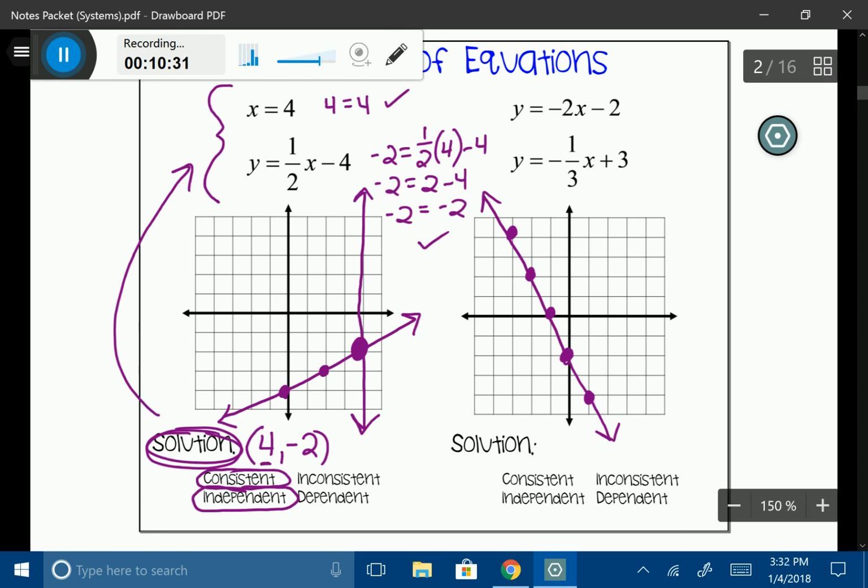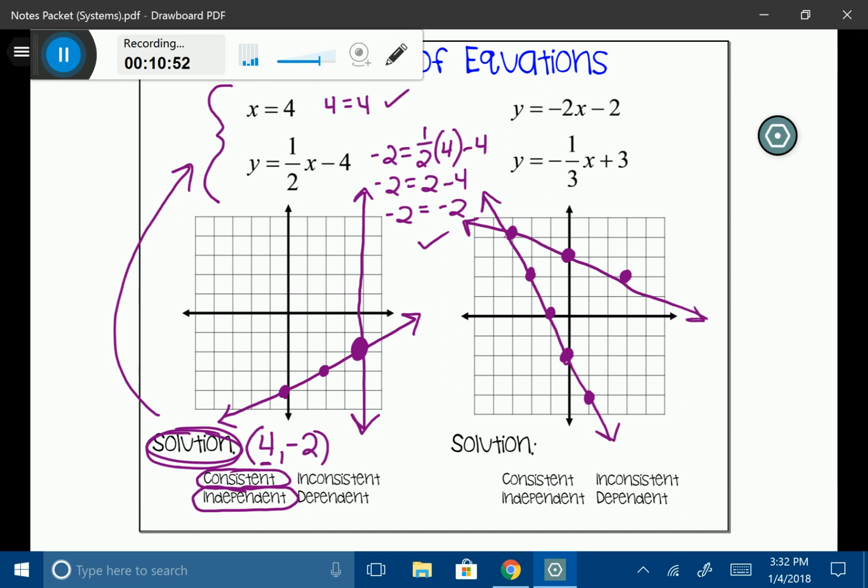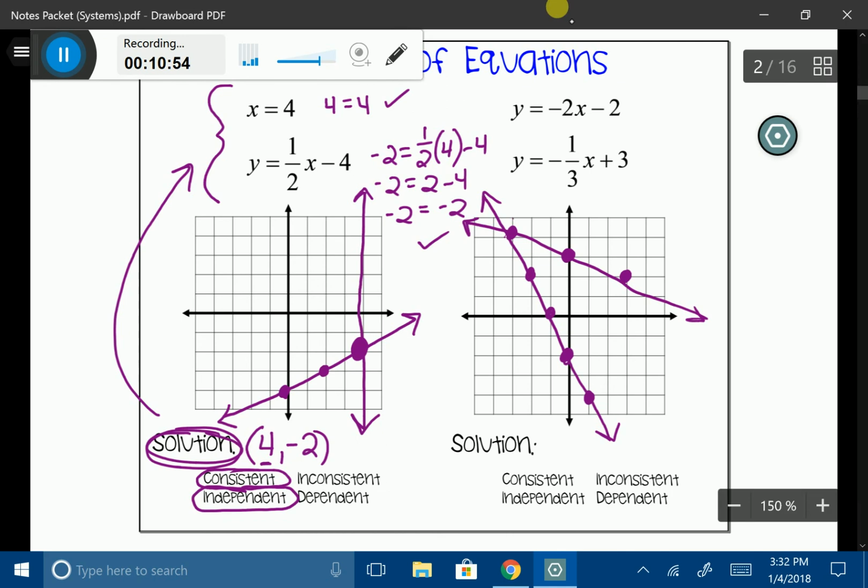And then the other one, my y-intercept is 3, and then I'm going to go down by 1 and across by 3. Keep going here. All right. Draw my nice line. Hopefully your lines are a little straighter than mine. Okay, so we have one solution here. We can see the solution is right about there.